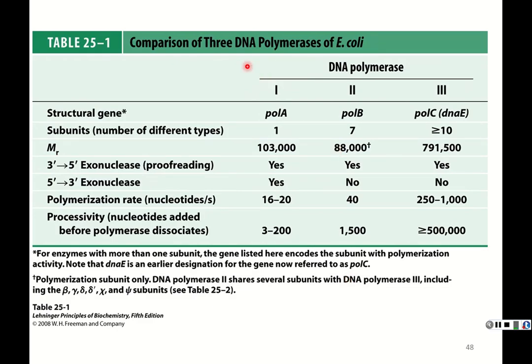And table 25.1 in the book shows the 3 different DNA polymerases from E. coli. Their genes are shown there. Number of subunits. Do they have 3' to 5' exonuclease activity? Yes, they all do. 5' to 3' exonuclease, only one of those has that, and that's DNA polymerase I. And then the polymerization rate and the processivity.